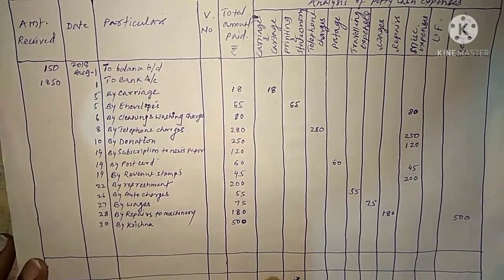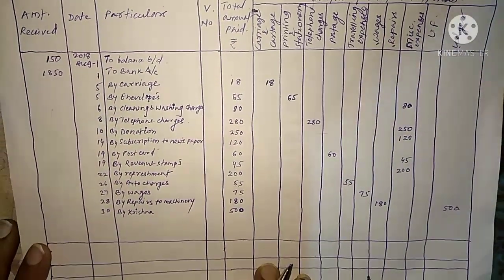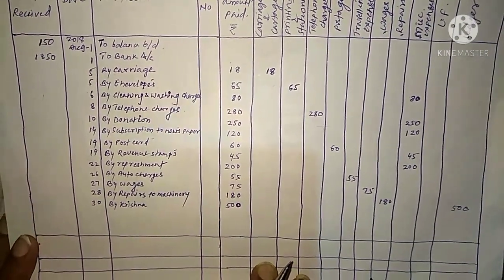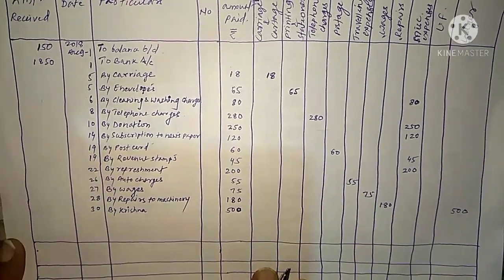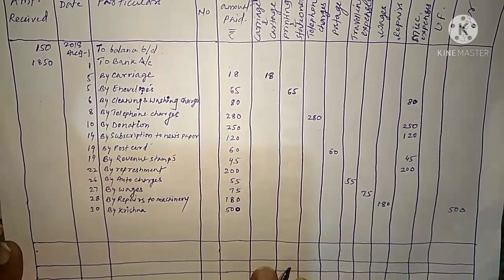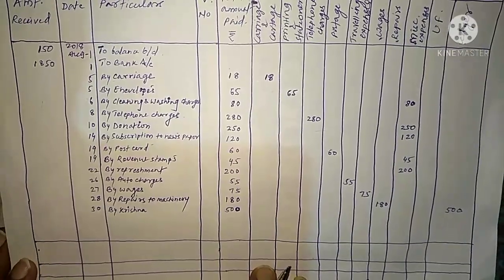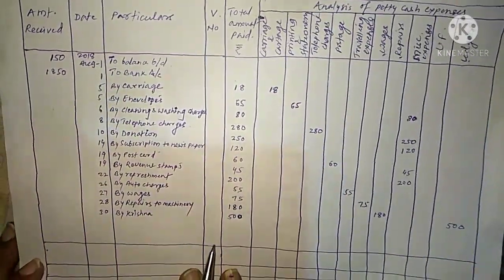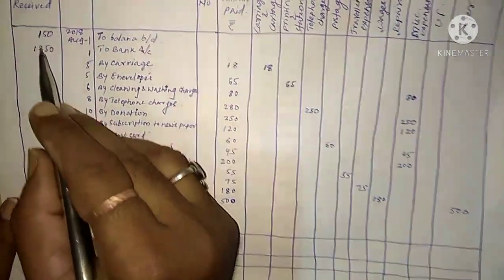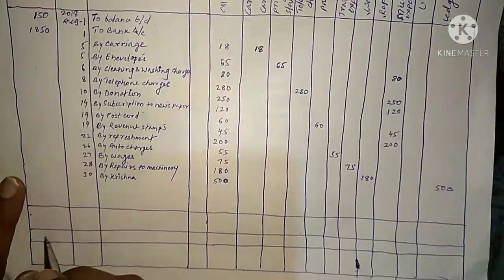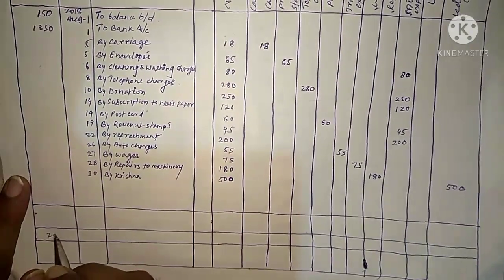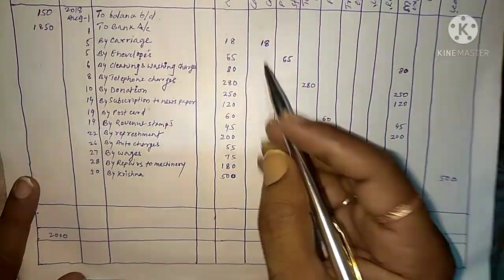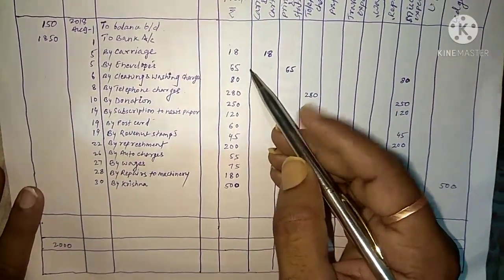Now we did all the effects of transactions, and now we have to proceed towards totaling and balancing of the petty cash book. So first we have to make the total of the receipt side, amount received. This amount received total will be 2000. So we have to write 2000 here in the second column.